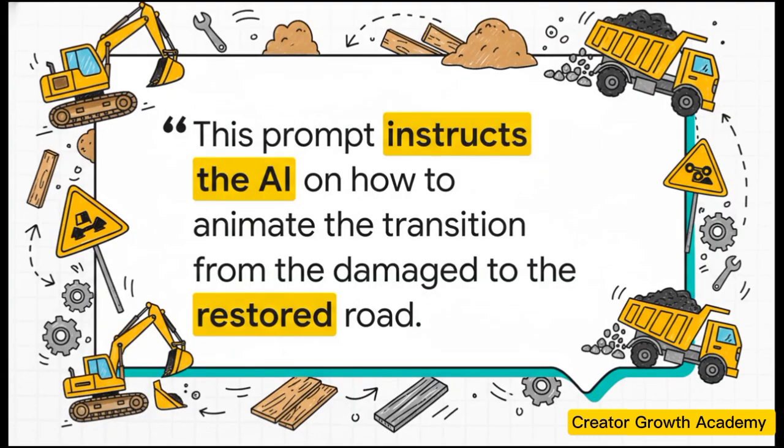Now, this third prompt is all about the motion. It's what tells the AI how to get from frame 1 to frame 2. It's not just a simple fade, it's a command that actually generates the illusion of construction equipment or materials moving around. And that's what creates that really captivating repair effect.